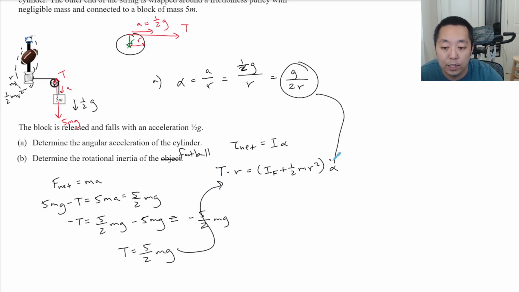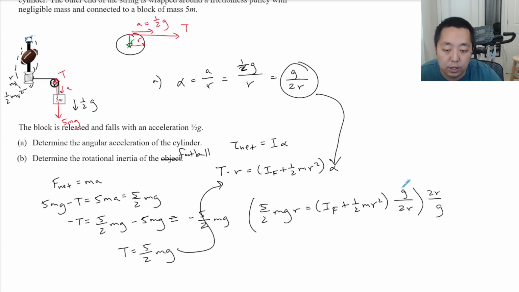I plug the alpha into there, and I plug the tension into there, and so I get 5/2 mg times r is equal to I_F, the football, plus 1/2 mr squared, times g over 2r. Okay, so I'm going to multiply both sides by 2r over g to get rid of this thing here. The g will cancel, and then the 2 will cancel. So I'm left with 5m.